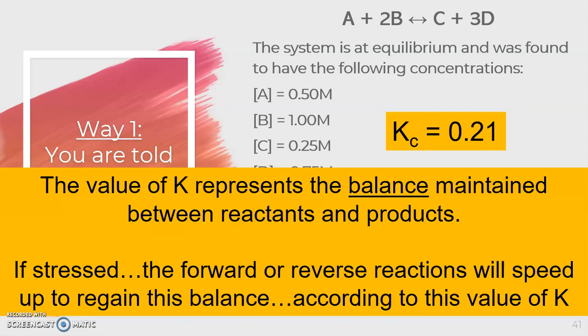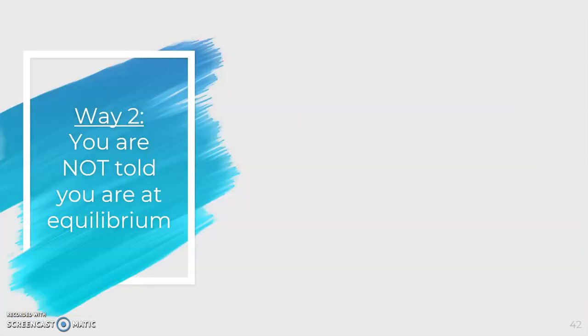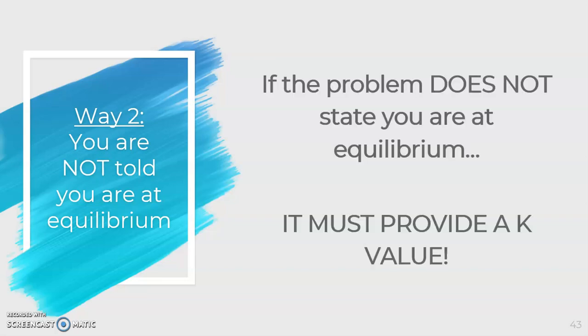Well, scenario 2. What if you're not actually told that you're at equilibrium? Then what do you do? How can you figure out if you are or you're not? Well, there's another calculation that we can do. It's actually really pretty easy. The system actually has to at least provide you an equilibrium constant in these cases. So oftentimes, if they don't tell you that you're at equilibrium, they at least have to provide the equilibrium constant. But you don't know yet whether or not you're at equilibrium.